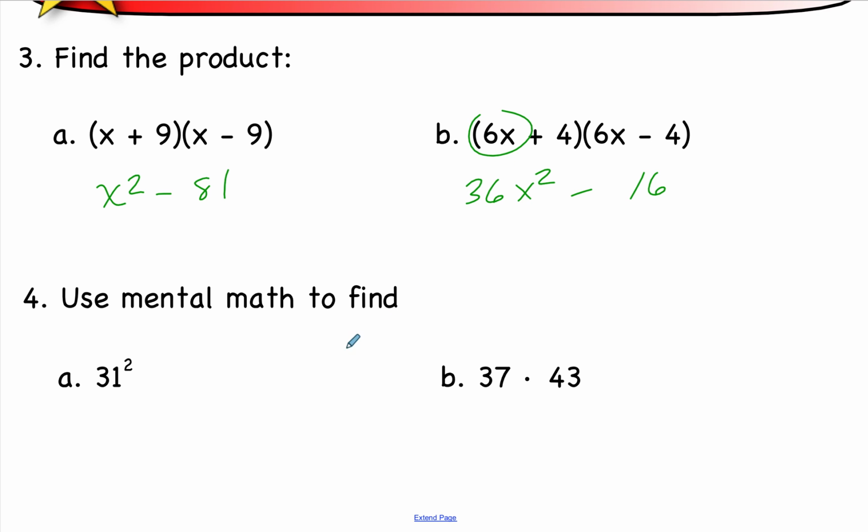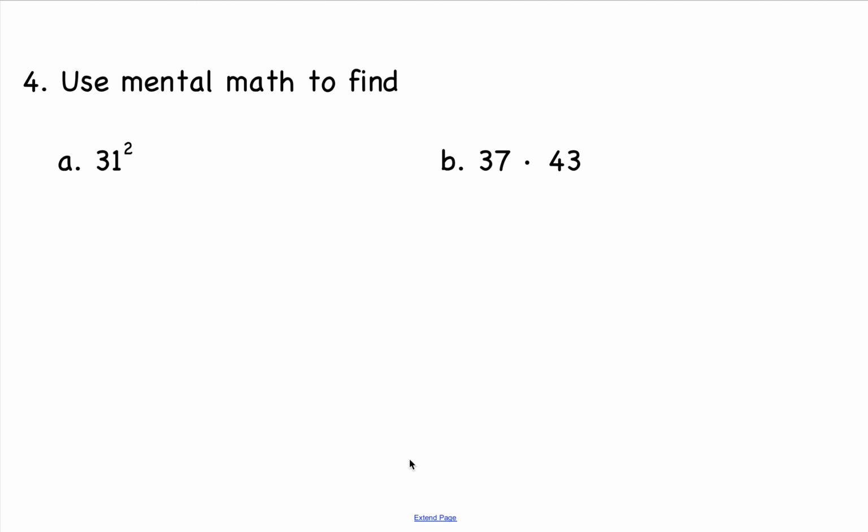Now down at the bottom it says use mental math to find these. So what's going to happen with these is we want to be able to write these in a way that's similar to what we just learned using our shortcuts. So 30 is really 30 plus 1, right? So I could take 30 plus 1 and square that.